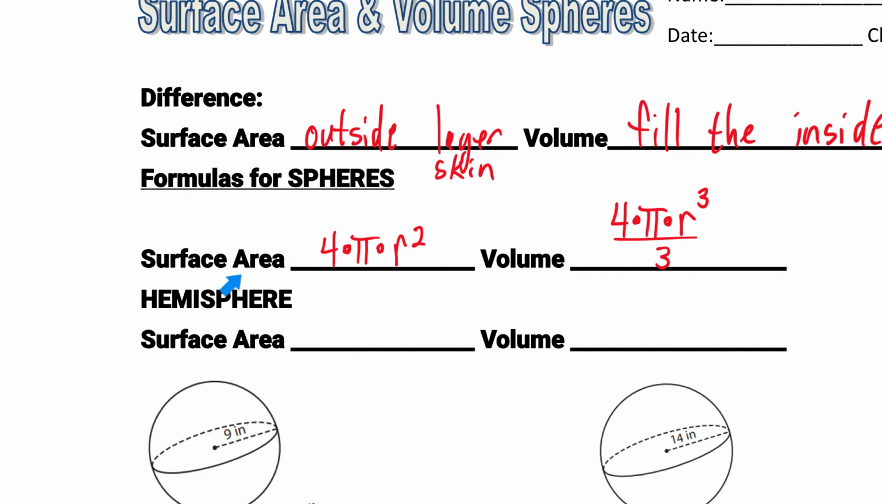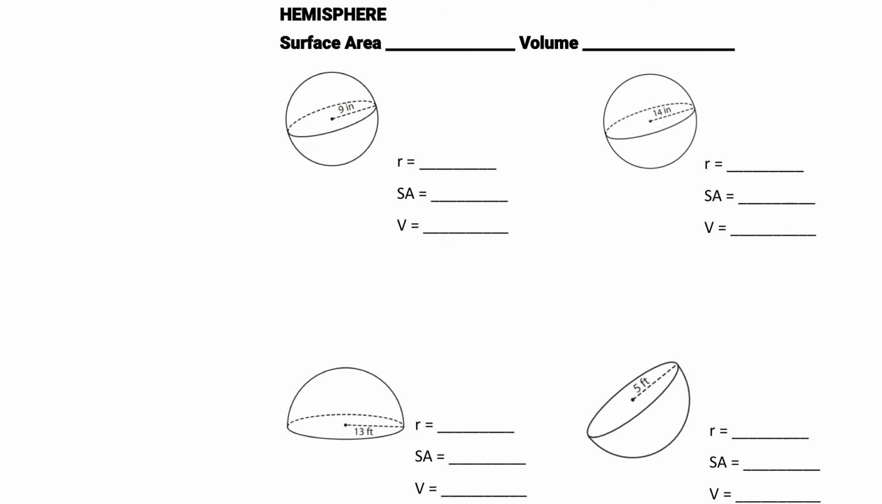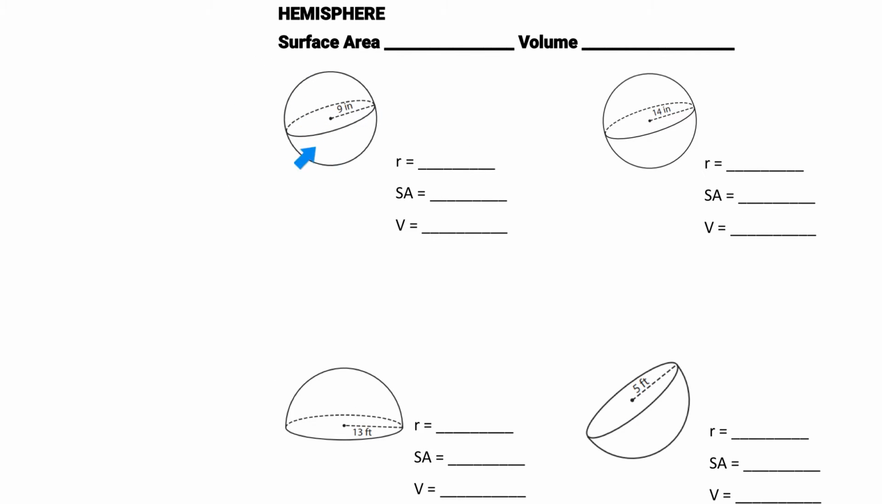All right, now we're going to talk about a hemisphere. What is a hemisphere? Yep, it's half of it, okay? Like right here. This is a sphere. I mean, it's like a ball. And then a hemisphere is half of that. It's just cut exactly in half.